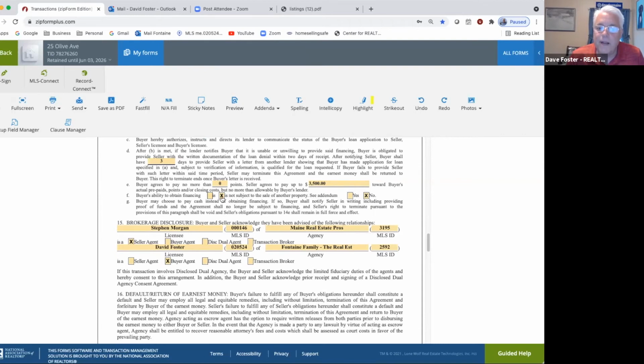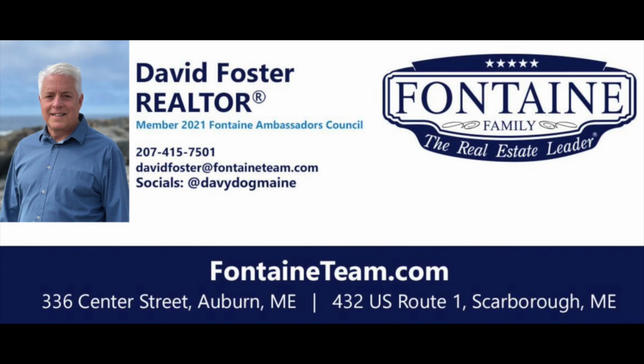Buyer's ability to obtain financing is not subject to the sale of another property. Again, if you have a house you're trying to sell while you're trying to buy one, that's not a strong position to have as a buyer. So it's better not to have to sell your home. What people are doing now is they're getting what are called bridge loans. So if they're selling their home, they'll get a bridge loan, or they're using money out of their investment accounts to bridge the gap so that they can pay cash for the new home.